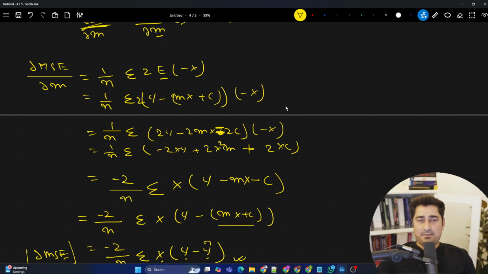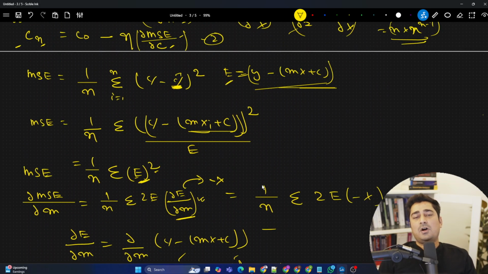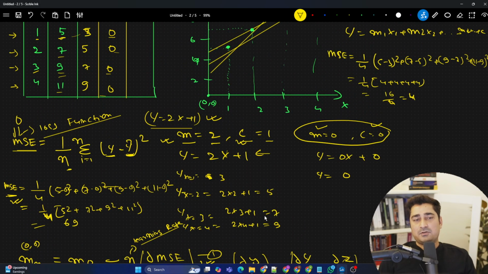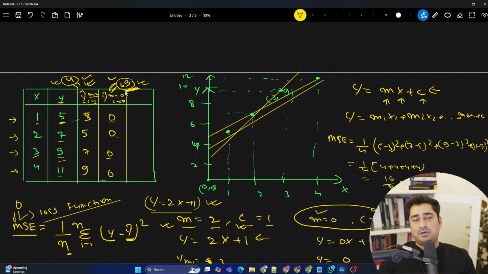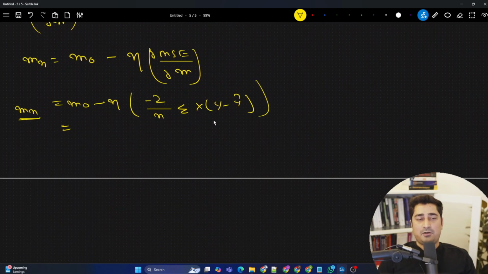Okay, so this multiplication is going to give you minus, a simple multiplication, right? So ideally, I'm able to find out a new value of M over here. Now, let's do the math in this particular place. What was my old value of M? So let's imagine, for M equal to 0 and C equal to 0, I'm trying to do the computation. So what was my old value of M?